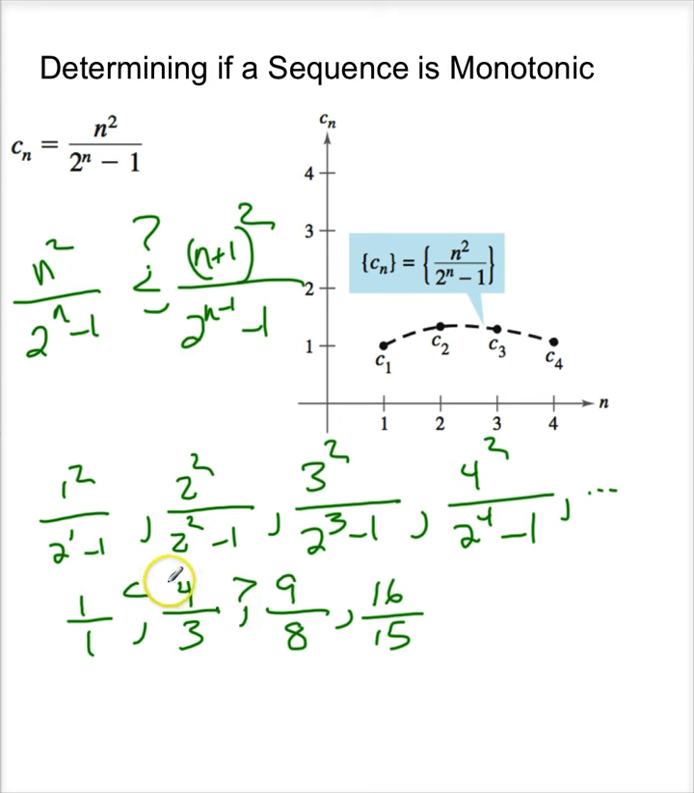Now, if we throw out the first term, we do wind up with a monotonic sequence, but the sequence itself is not, because all of the terms do not fall into the monotonic format.